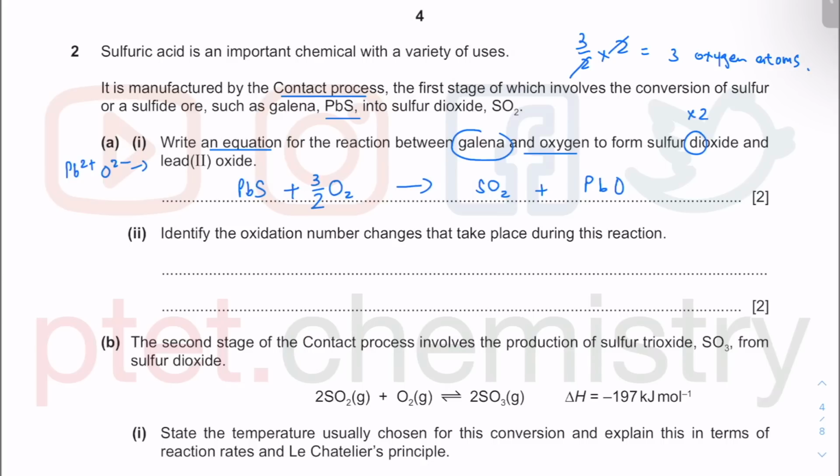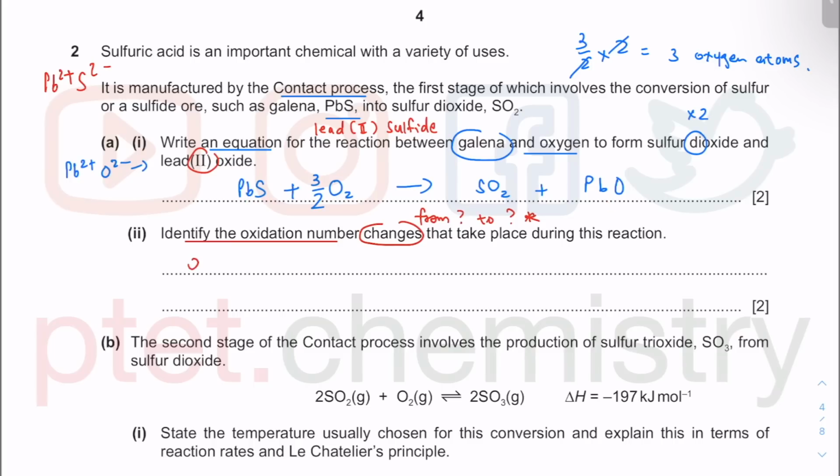Anyway, the next bit: identify the oxidation number, but be careful, they want the changes. Changes means from something to something, so make sure you specify that. Okay, we know we started from lead(II). We need to work out lead(II) oxide formation from lead(II) sulfide. So this thing is called lead(II) sulfide, with the -ide because it's Pb2+, S2-. So we can see that there is no change in the oxidation number of the lead at all.